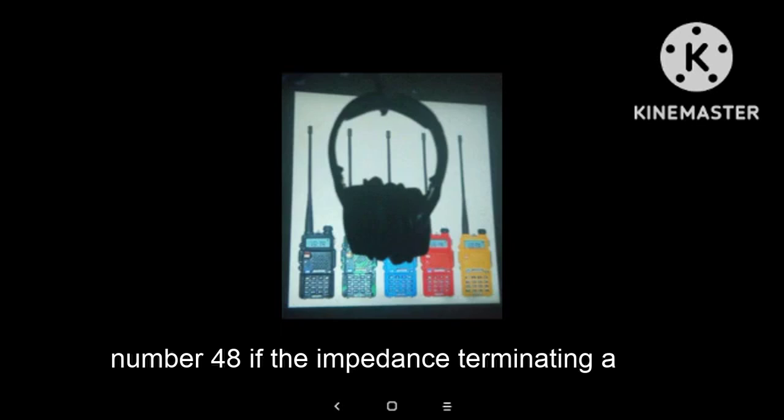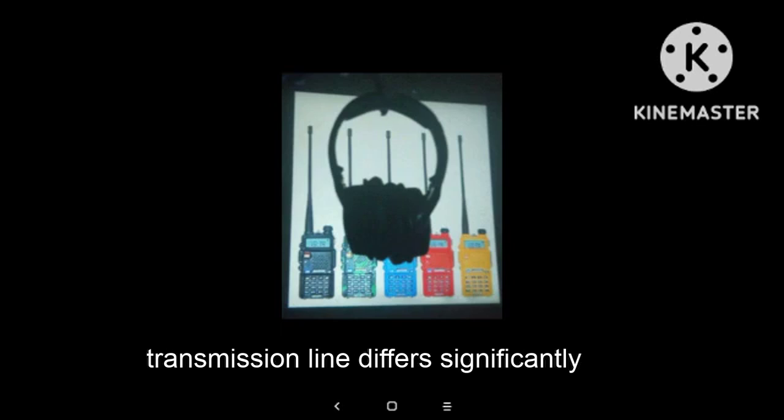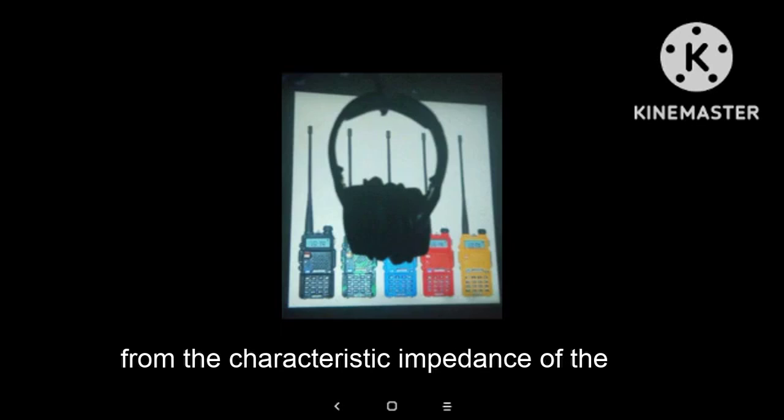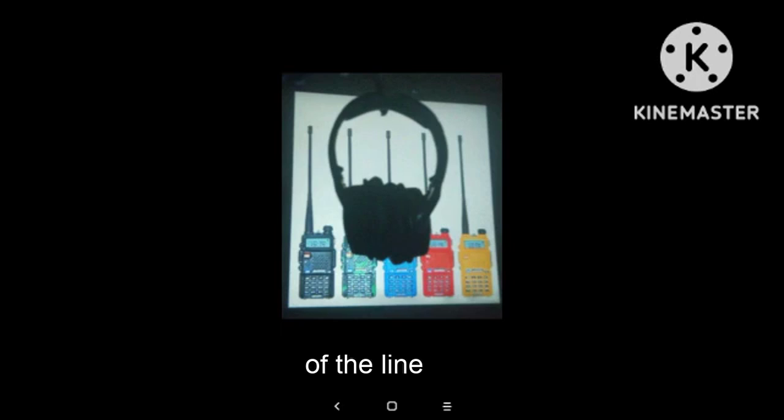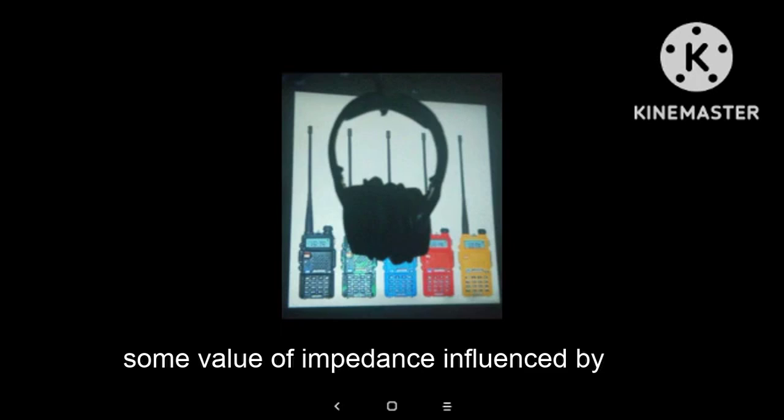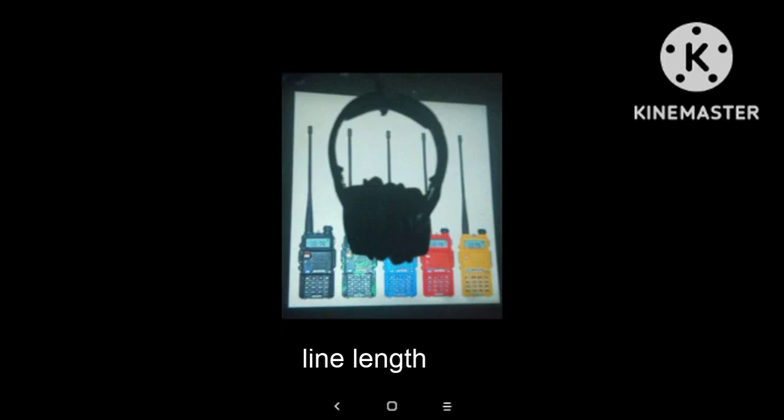Number 48. If the impedance terminating a transmission line differs significantly from the characteristic impedance of the line, what will be observed at the input of the line? Some value of impedance influenced by line length.